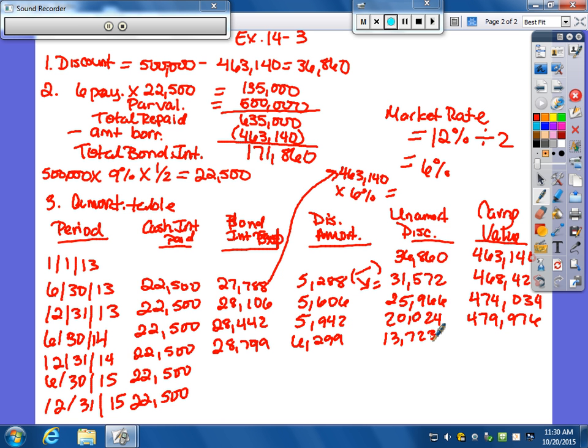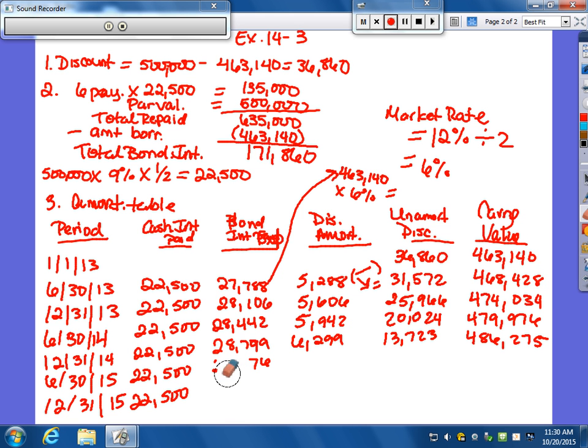Carrying value 479,976 plus 6,299 is 486,275. All right, 486,275 times 6% market rate. 29,176.5. Don't round. So we just chop it off the ending? Yeah. Okay.